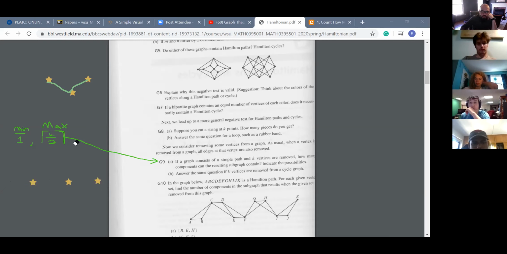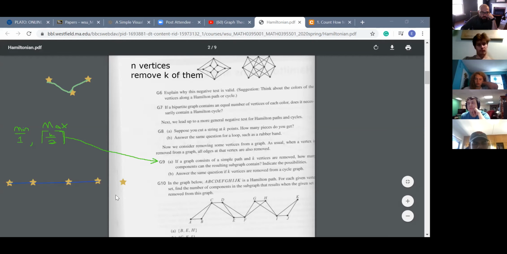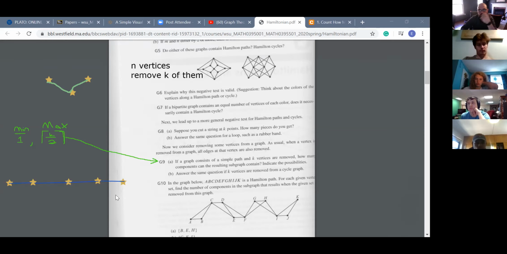So if you have a path of length 5, okay, we'll keep your path of length 5 here. Now, what you demonstrated was the maximum, but could you delete, say, 2 vertices and only have 1 component? Can you delete 2 vertices and have 2 components? Can you delete 2 vertices and have 3 components? Can you delete 2 vertices and have 4 components?